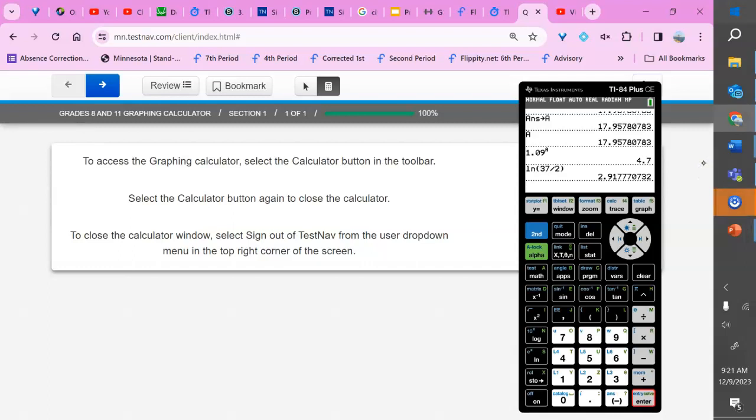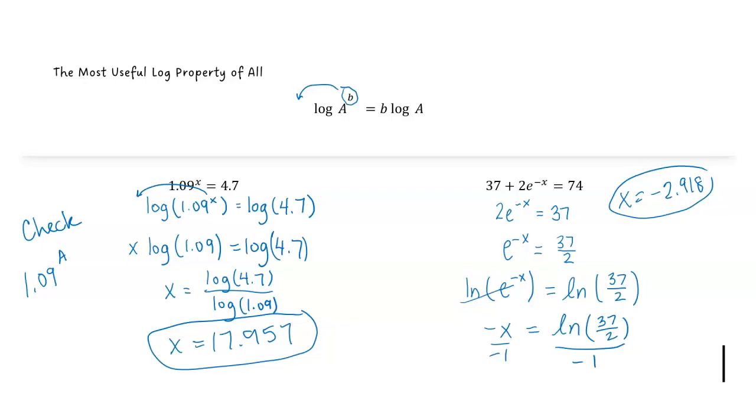Again, if I wanted to check it, I could store that. I hit store, alpha, and my favorite letter. And then I'm going to do the same equation, but with that stored value. So it's going to be 37 plus 2 e to the negative a. And I should get 74 when that happens.